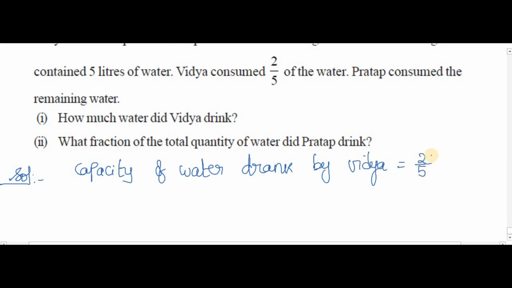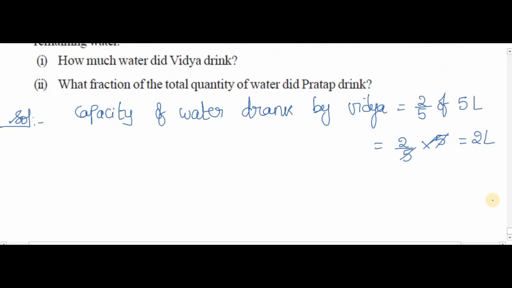2/5 of her water given. So 2/5 of 5 liters. So 2 by 5 into 5, and of course we can cancel 5 and 5, and she completed 2 liters. Out of 5 liters, Vidya completed 2 liters of water, and the remaining liters was consumed by Pratap, right?